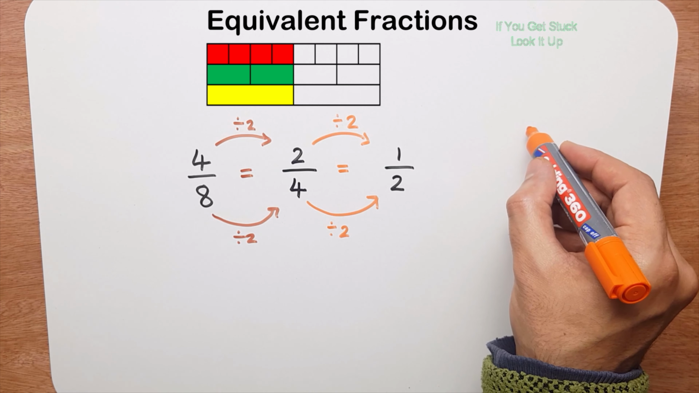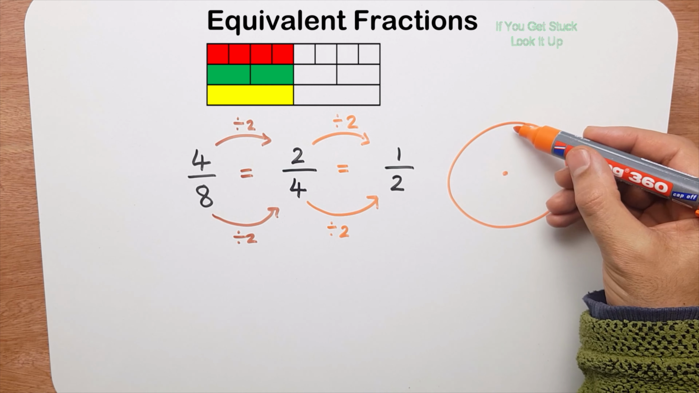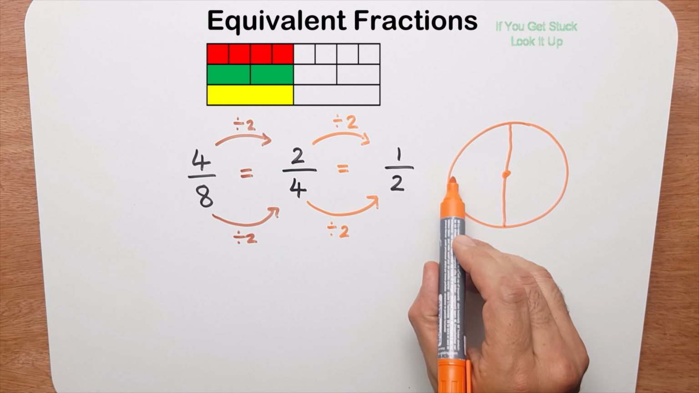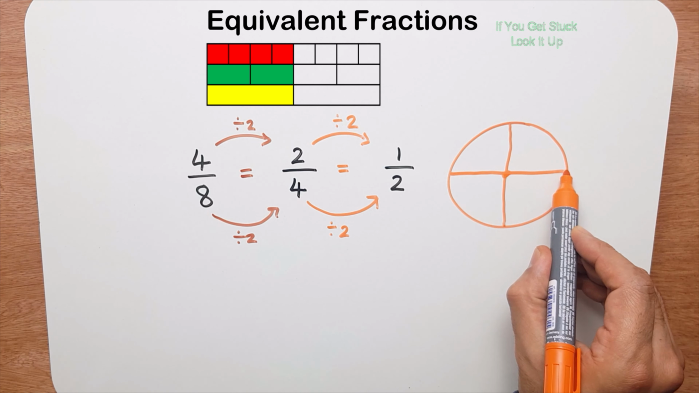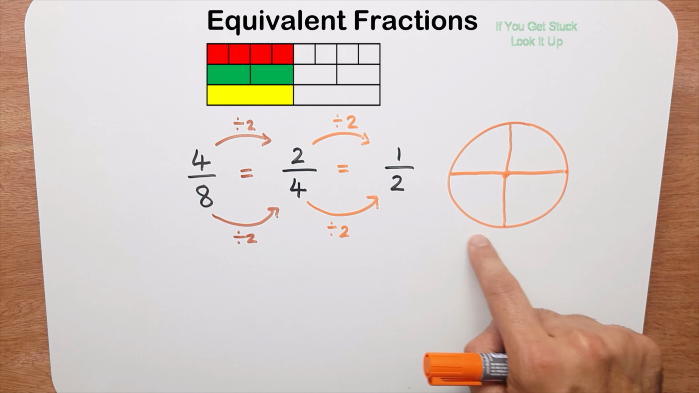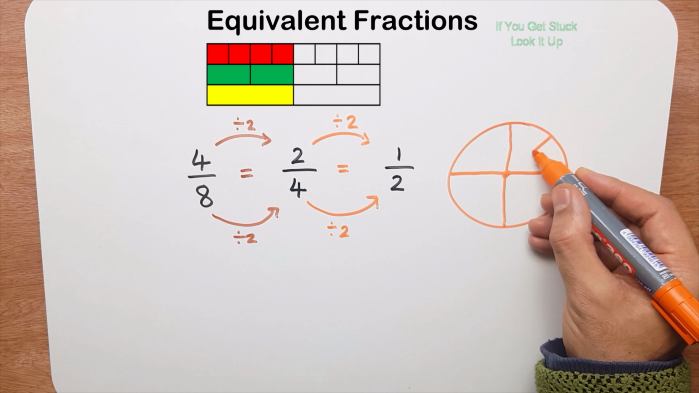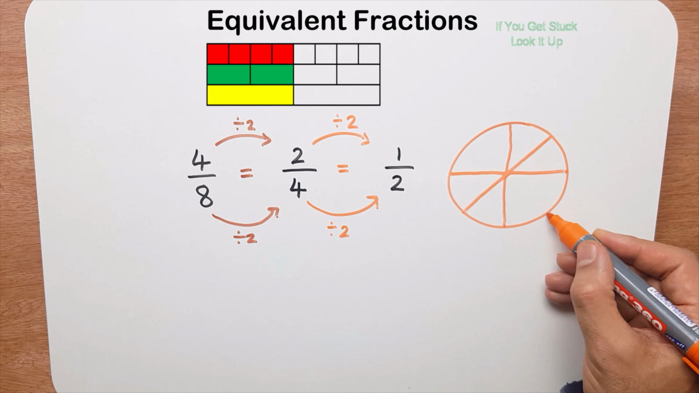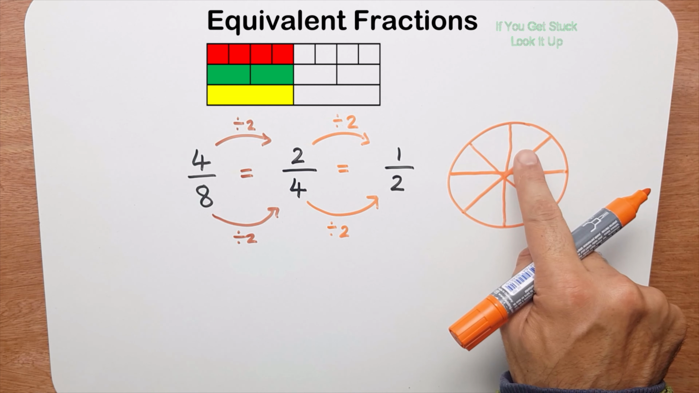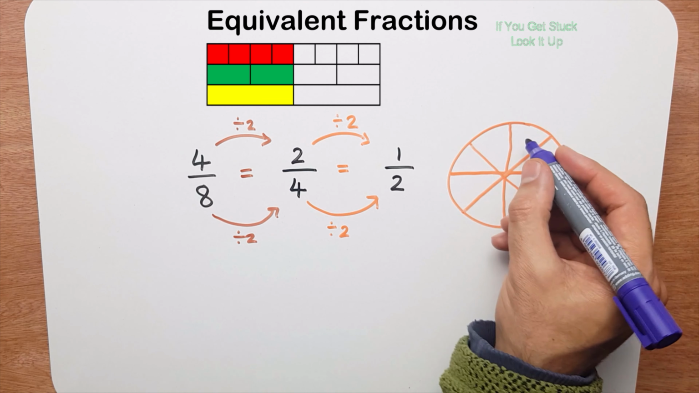So let me try to draw this in a pizza model. So I'm going to split it into quarters. I'm going to halve this and halve it again. And now I need to cut each quarter into 2 equal pieces. So I'm going to find halfway between, go to the middle and keep going. The same thing here, go across. Now I've got 8 equal pieces. I've got eighths. So I'm going to shade in 4 of these eighths.